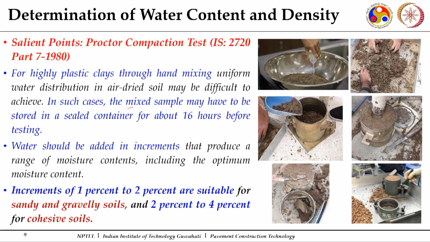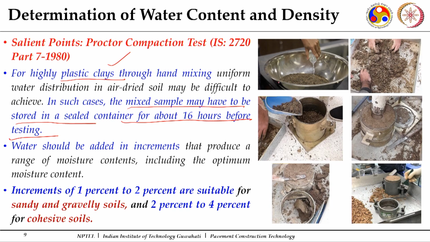So if you are experiencing that uniform mixing is not there, it says the mixed sample may have to be stored in a sealed container for about 16 hours before testing, especially when plastic clays are there. So hand mixing may not be good enough, so you need to store it so that the water is absorbed by the soil mass in this given amount of time, and then you do the compaction procedure.